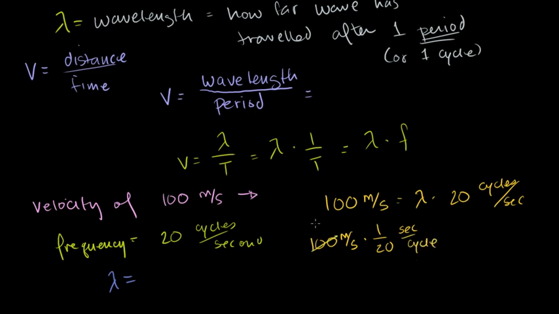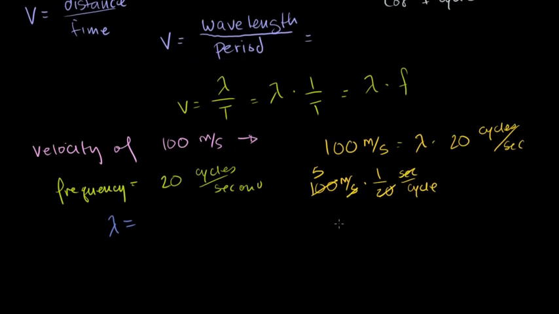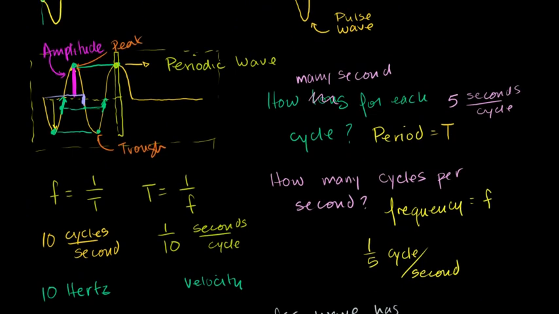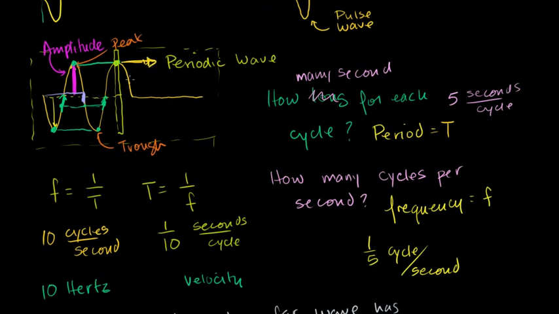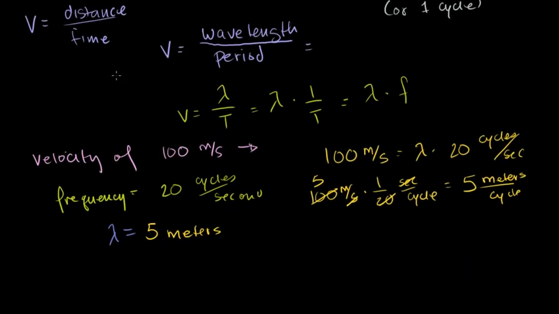And then this becomes a 5, this becomes a 1. So you get 5, and then the seconds cancel out. So you get 5 meters per cycle, which would be your wavelength in this situation. So it's 5 meters, but wavelength implies that you're talking about the distance per cycle. So if this is moving to the right at 100 meters per second, and I see this moving up and down 20 times in a second, then this distance right here must be 5 meters. Likewise, we can figure out the period very easily.